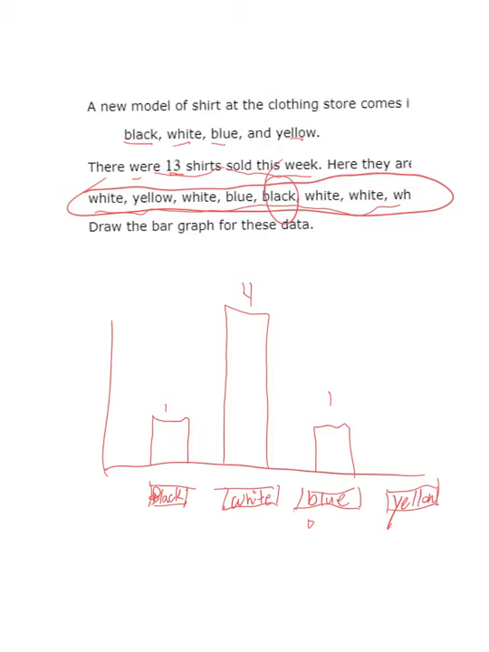Okay, so usually these things are numbered over here. Okay, but you're going to end up with some kind of bar graph like that. And this last one is just interpreting a double bar graph. So given this bar graph, answer some questions about it.